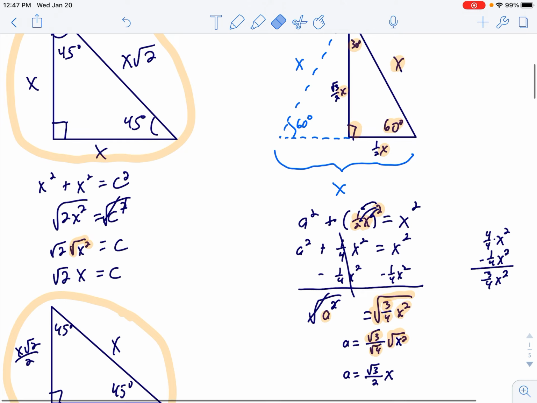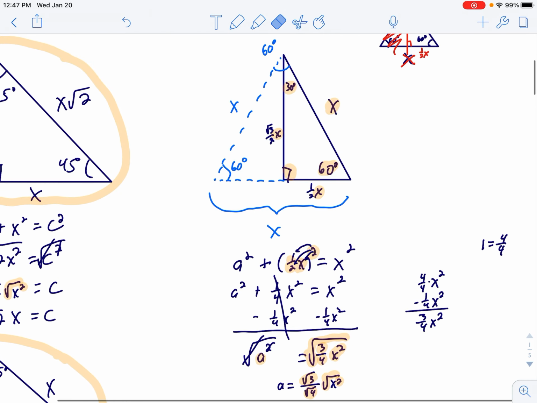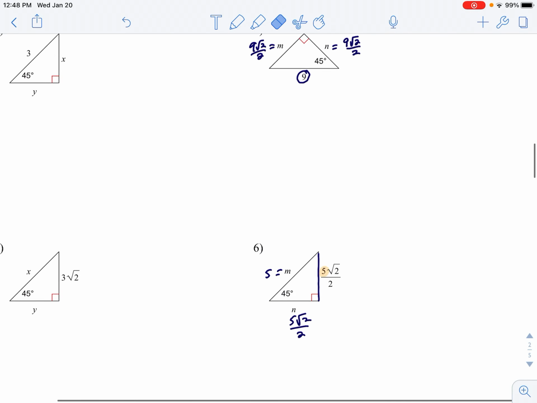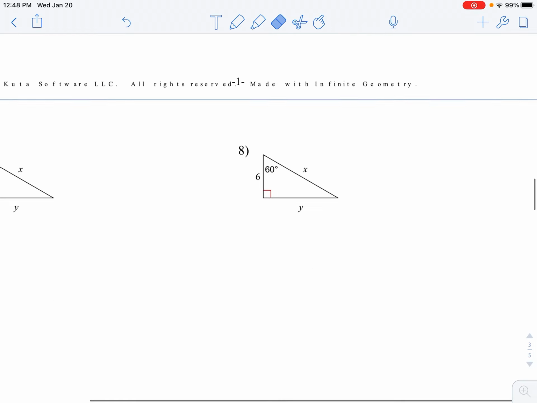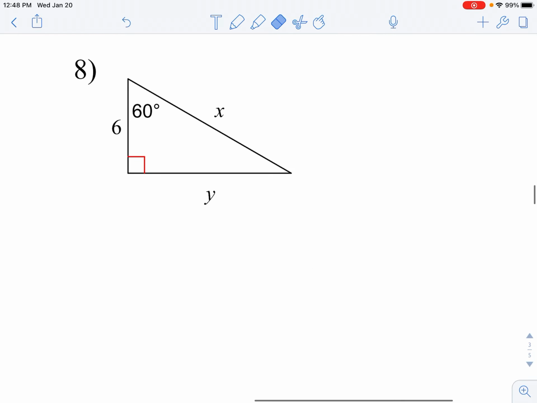So 2 forms for 45, 45, 90, 1 form for 30, 60, 90, which we're about to get to right now. I'm going to be scrolling up and down a little bit. So that's 60 degrees up here, which means this is 30.